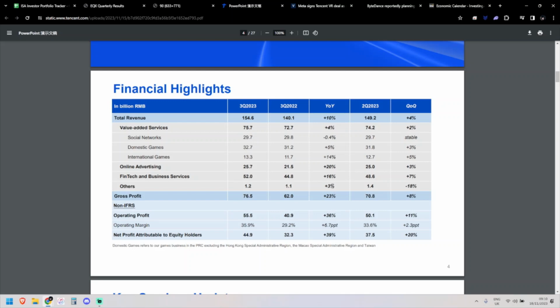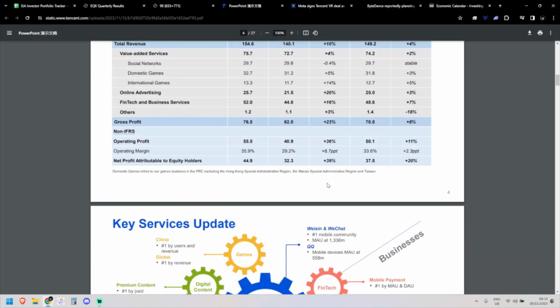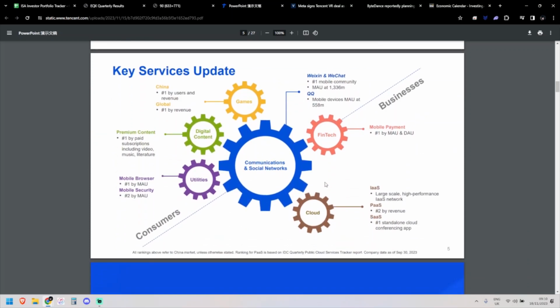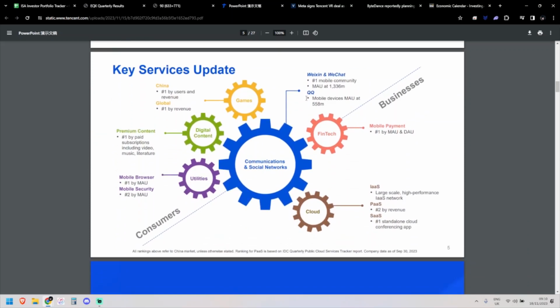They're not a trading type hedge fund. They do seem to buy a lot of this stuff for relatively long periods. So it going up or down one quarter doesn't really make a huge difference. But yeah, profits looking pretty good. Key services looking extremely good.